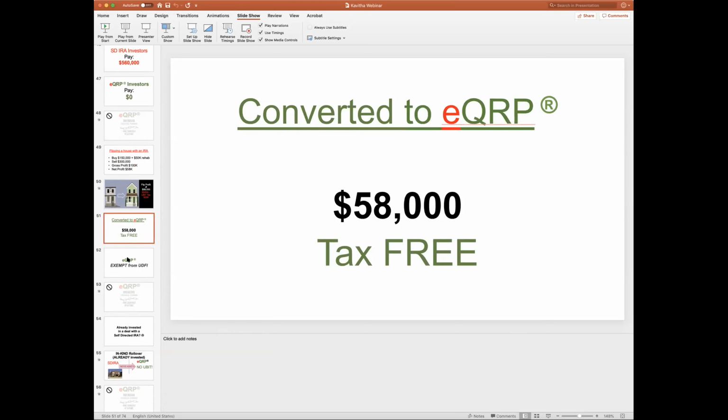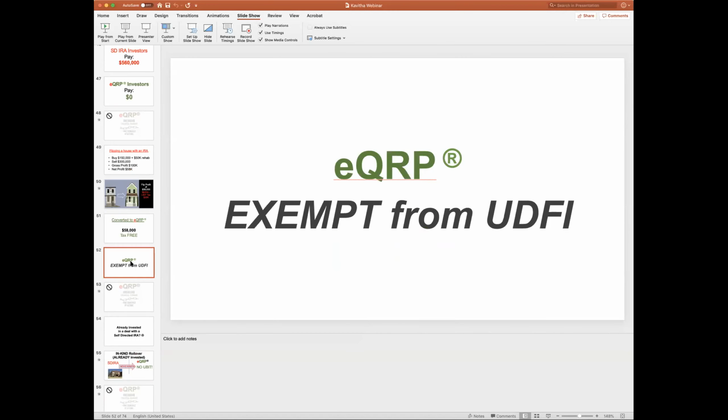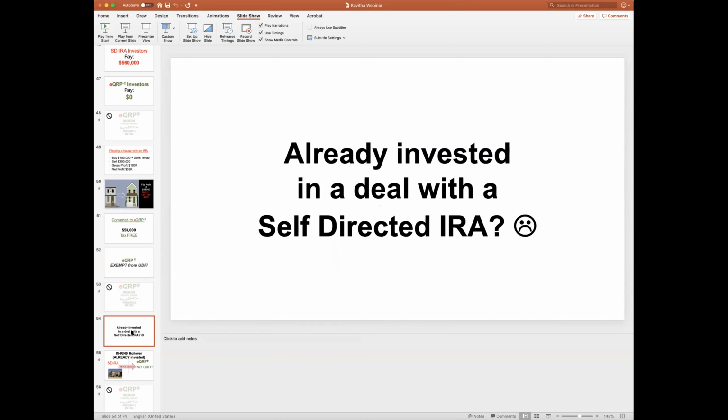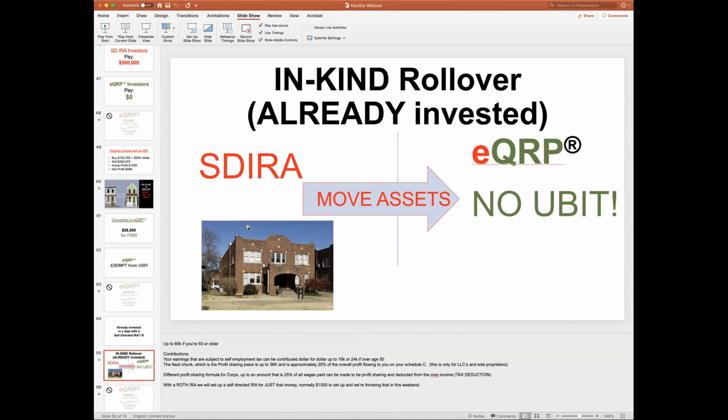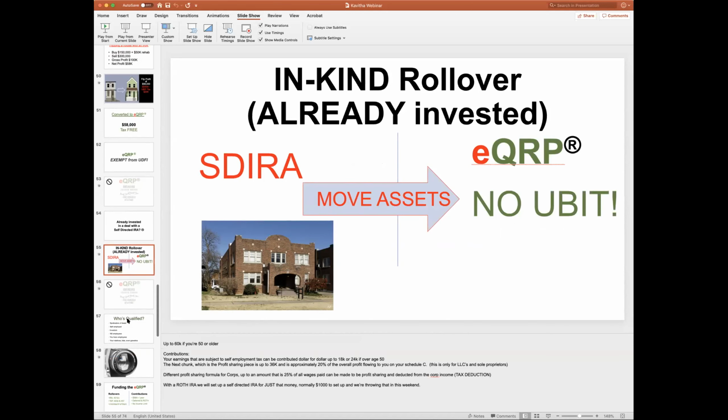So I'm actually jumping ahead in my stuff a little bit, but we want to get everything we can into an eQRP because it's exempt from that UDFI, the unrelated debt financed income event. And I jumped into this already, but basically, if you've already invested in a deal, like you've already got your money in a syndication, then we move it. We move it from the self-directed IRA into the eQRP, and then there's no UBIT. So the question is, all right, I want to do this, but am I qualified?